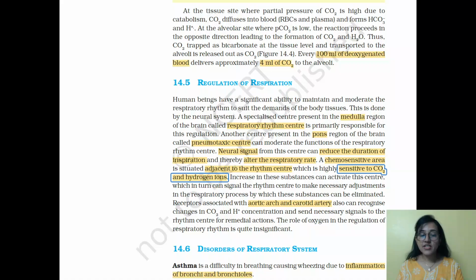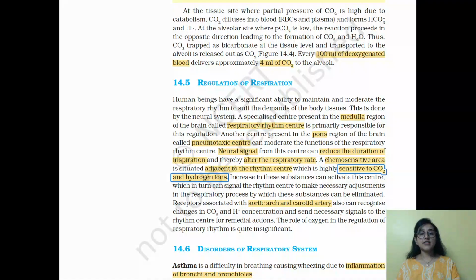Activation of this center in turn can signal the rhythm center to make necessary adjustments in the respiratory process by which these substances can be eliminated. Receptors associated with the aortic arch and carotid artery, which carry the blood, can also recognize changes in carbon dioxide and hydrogen ion concentration and send necessary signals to the rhythm center for remedial actions. The role of oxygen in the regulation of the respiratory system is quite insignificant.